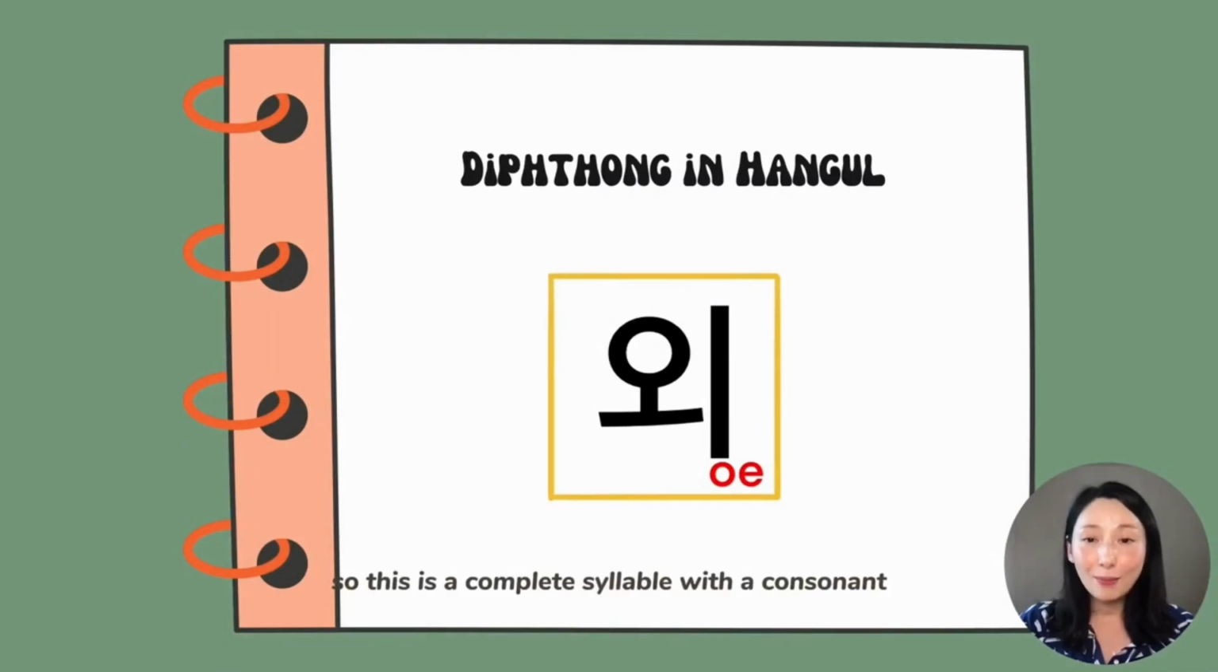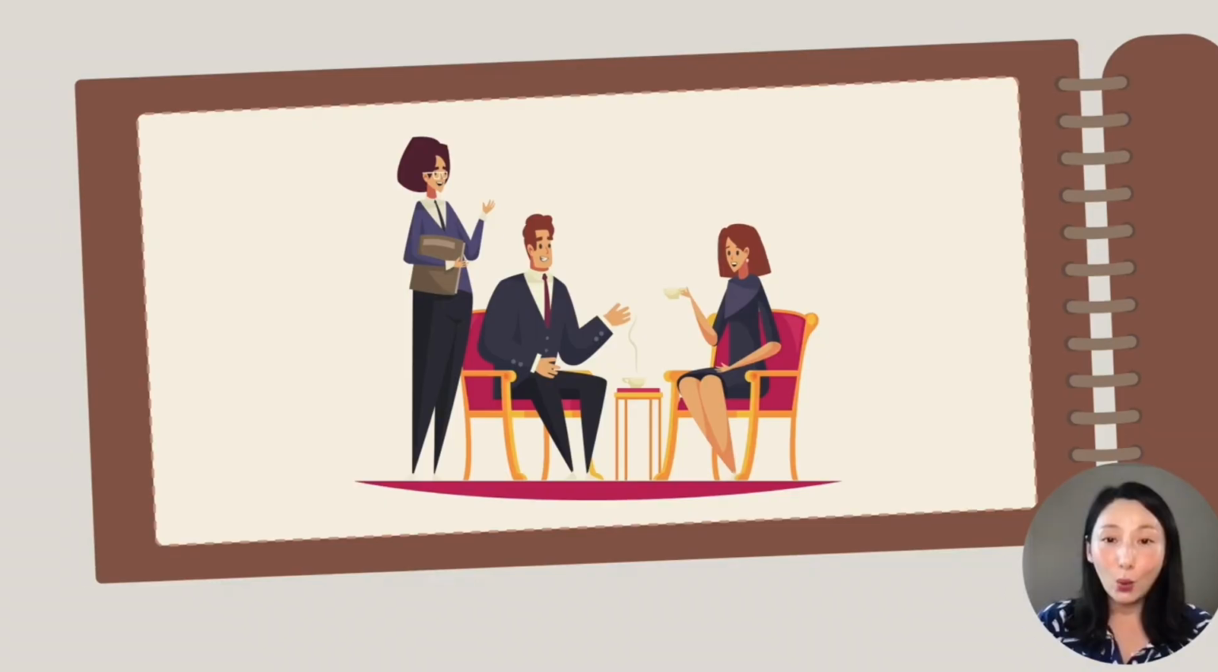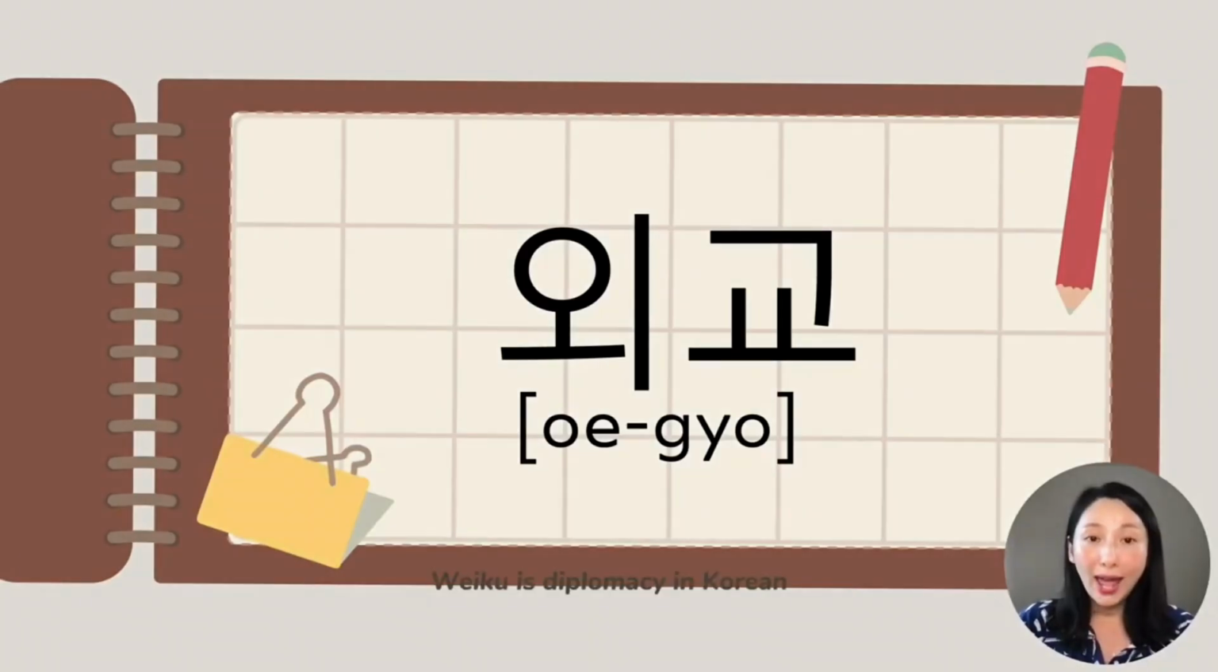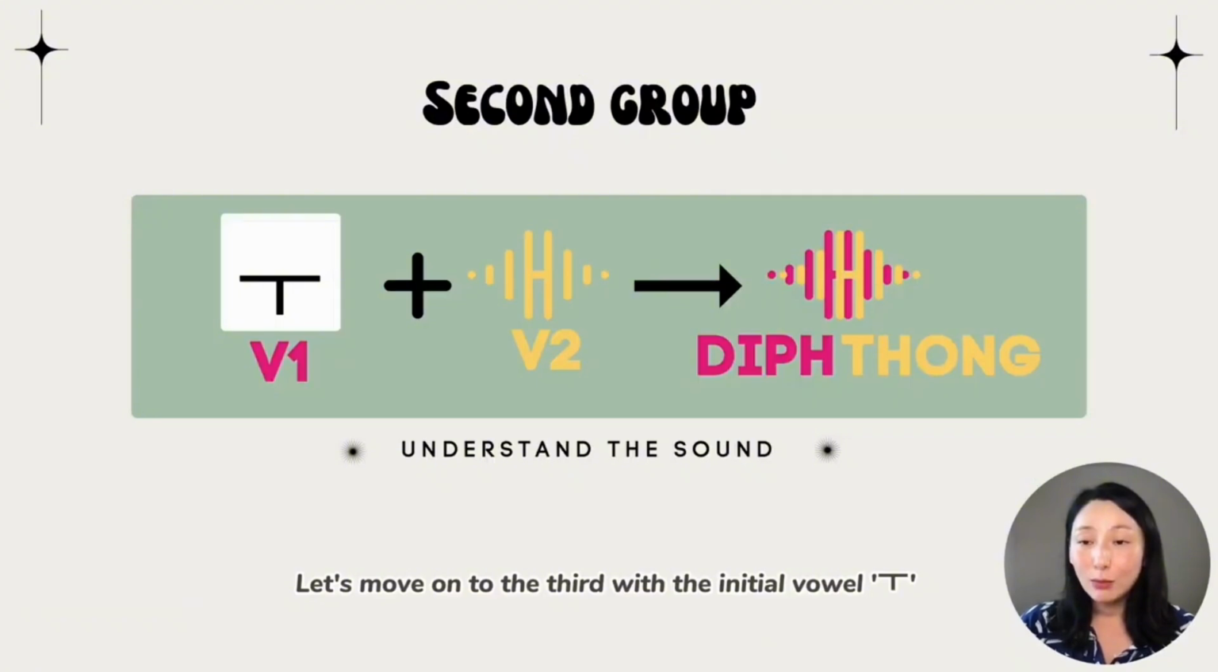So this is a complete syllable with a consonant we. Listen to the word that starts with the vowel we. 외교 is diplomacy. We finish with the first and second groups of the diphthongs. Let's move on to the third group with the initial vowel U.